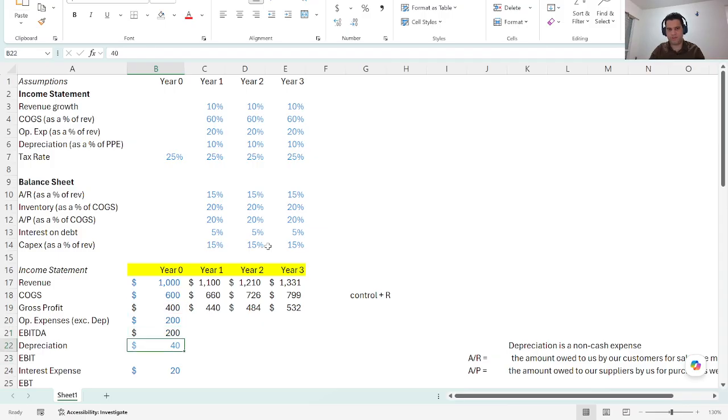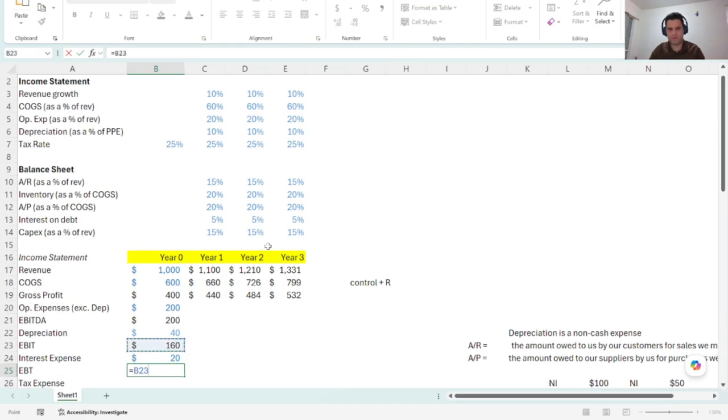Depreciation is given as 40 bucks. So earnings before interest and tax would be 200 minus 40. Interest expense is given as $20. So earnings before tax would be EBIT minus interest expense.